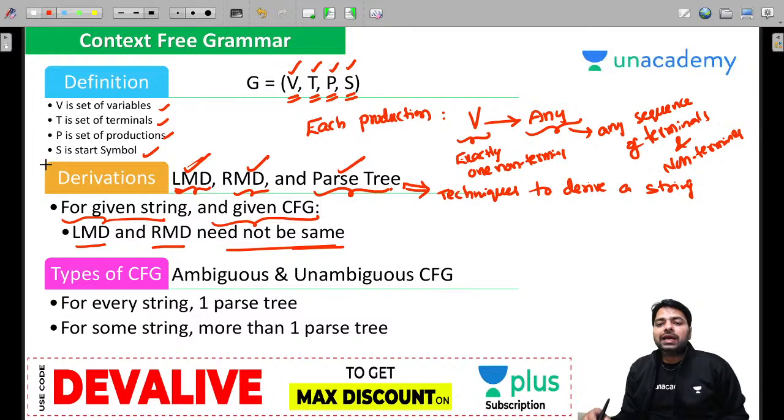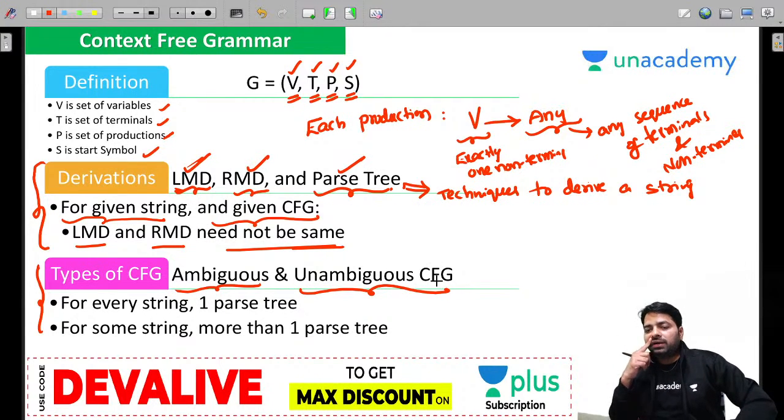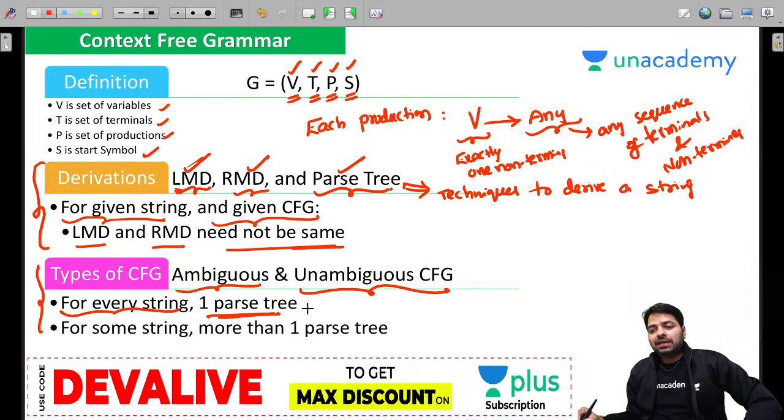We will try to understand derivations first, then we will go for types of context-free grammar. I hope we practiced ambiguous and unambiguous context-free grammar. If you remember, I'll just remind the definition. If for every string you have one parse tree for the given grammar, then we call it an unambiguous grammar. And if for some string you have more than one parse tree, it is an ambiguous grammar.